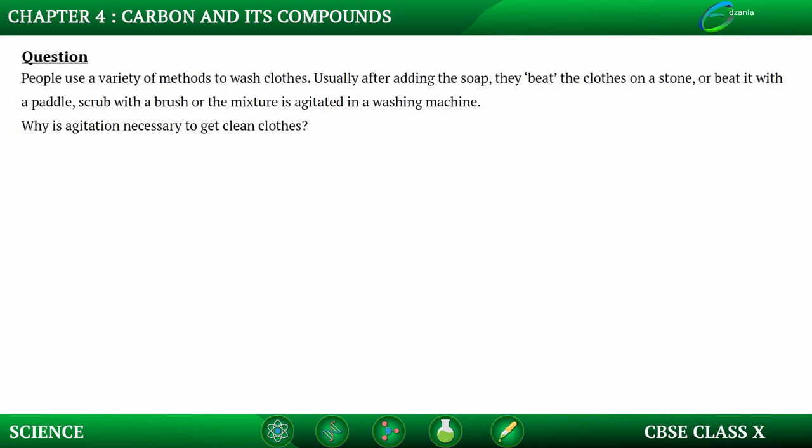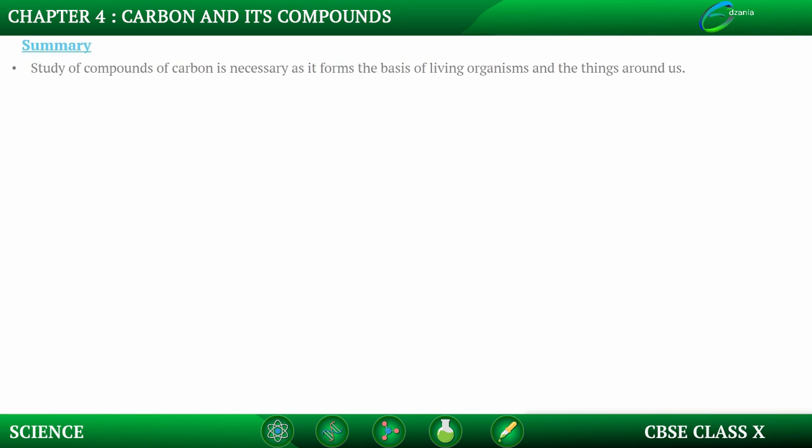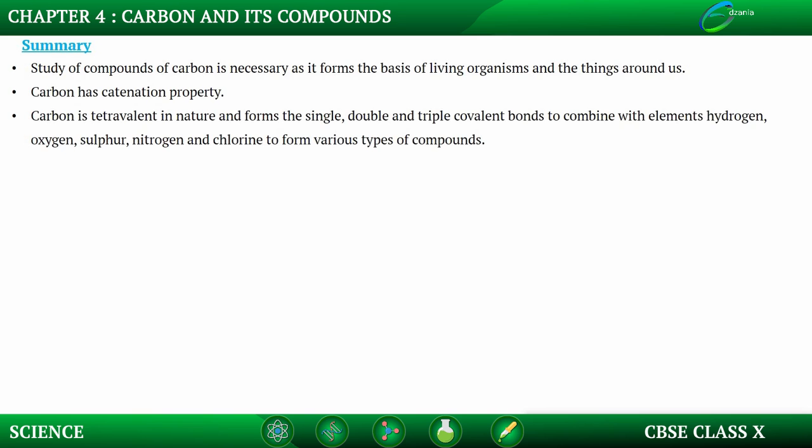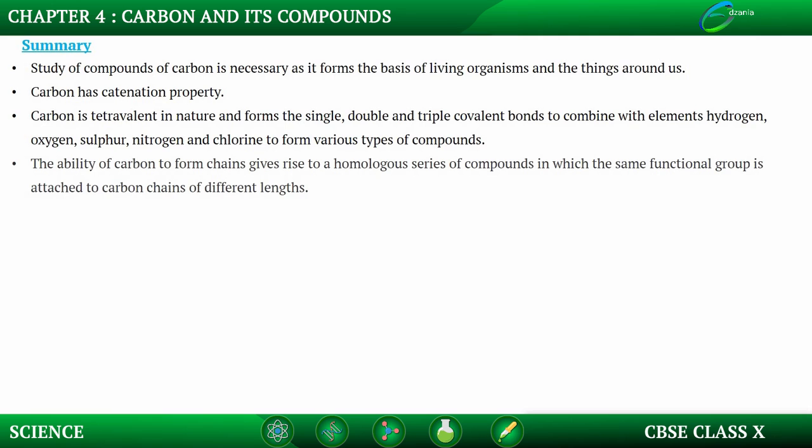Now we will be revising the entire chapter with a summary. Study of compounds of carbon is necessary as it forms the basis of living organisms and the things around us. Carbon has the catenation property. Carbon is tetravalent in nature and forms single, double and triple covalent bonds to combine with elements hydrogen, oxygen, sulfur, nitrogen and chlorine to form various types of compounds. The ability of carbon to form chains gives rise to a homologous series of compounds in which the same functional group is attached to carbon chains of different lengths.